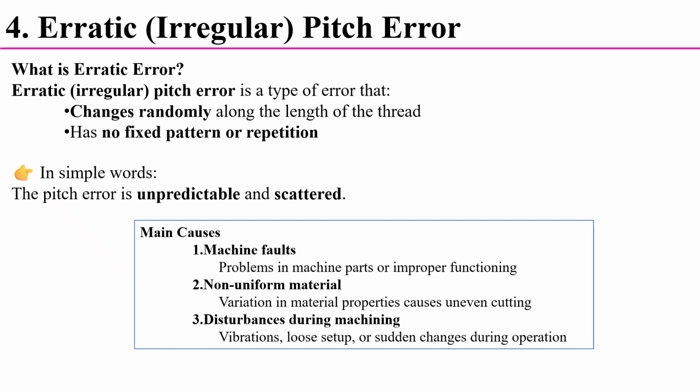Let's see the main causes of this irregular pitch error. The first cause is the machine parts: any problems or improper functioning in the machine parts. The second cause is non-uniform material: variation in the material properties causes uneven cutting. Another cause is disturbances during machining, such as vibrations, a loose setup, or sudden changes during operations. These produce the irregular pitch error.